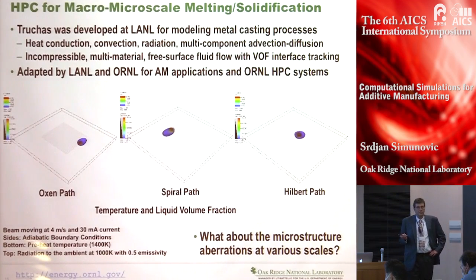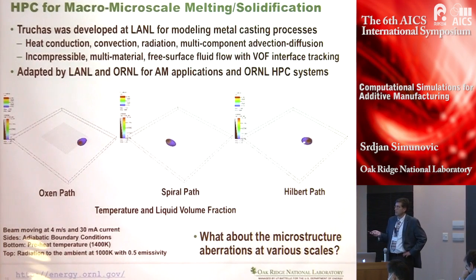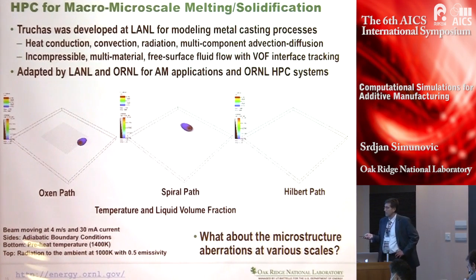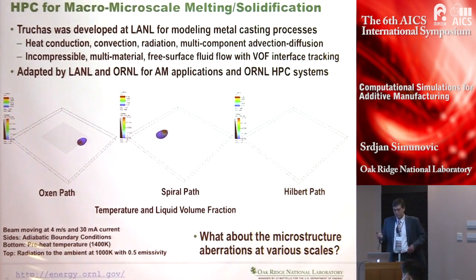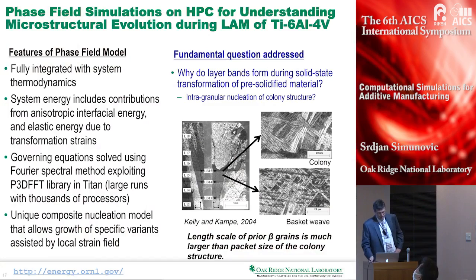So the idea is to explore these curves and explore these families of curves to come up with the best possible microstructure that can be tailored to the problem. The problem is not so simple because there is also microstructure effect through the Z-build. So what are some aberrations at various scales?